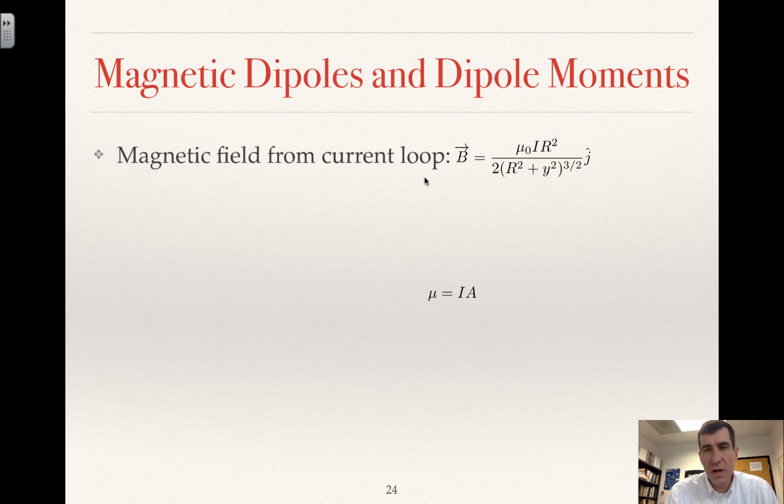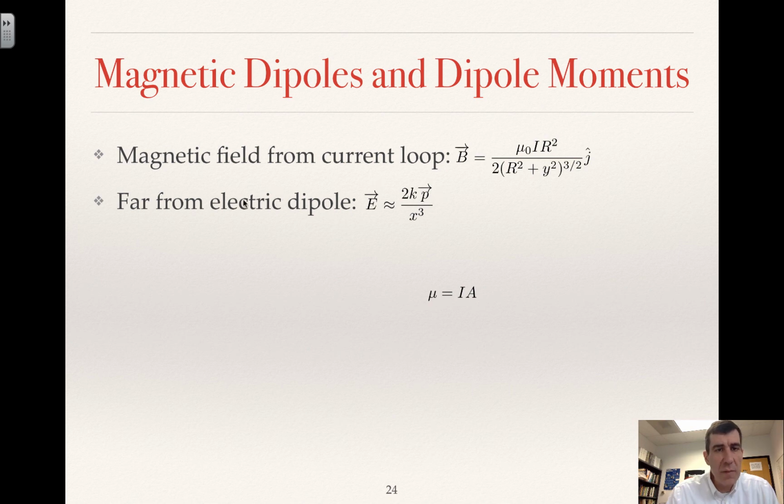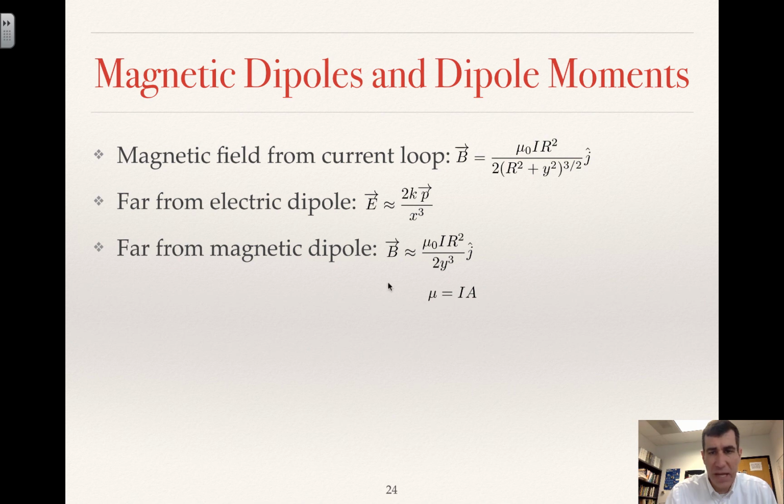So the field from the current loop, from the Biot-Savart law, is given by this expression over here. And remember, if you're very far from an electric dipole, you can take a limit and you get an electric field of 2k times p, our electric dipole moment, over the distance cubed. Now, if you're far away from a magnetic dipole, and again you take the limit as your distance gets large, you wind up with an expression like this.